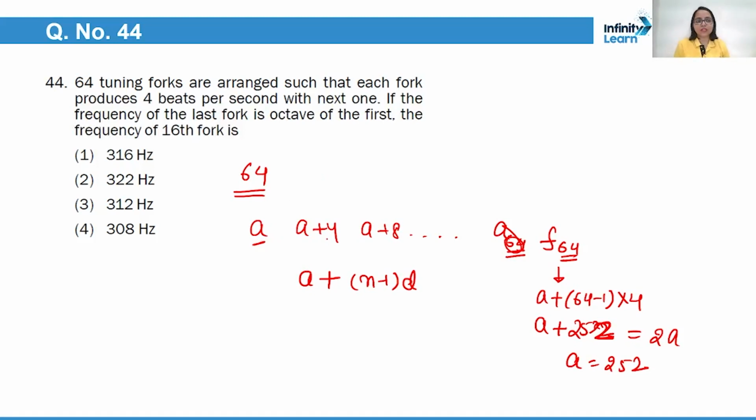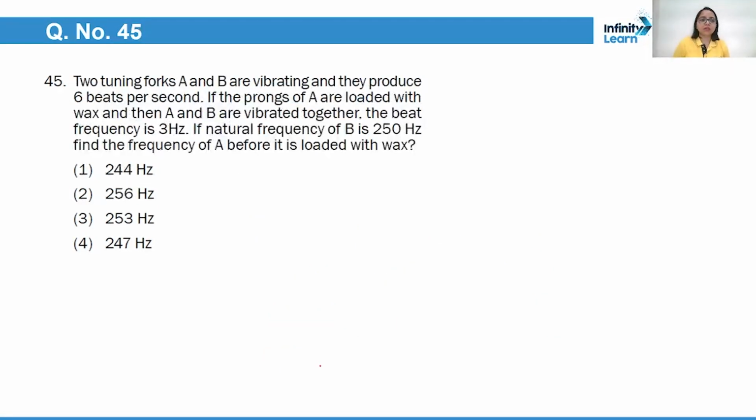So frequency of the 16th fork will be 252 plus (16 minus 1) into 4. So it is 312 hertz, which is option 3. Next is question number 45.